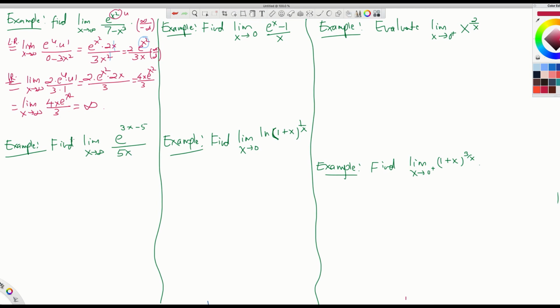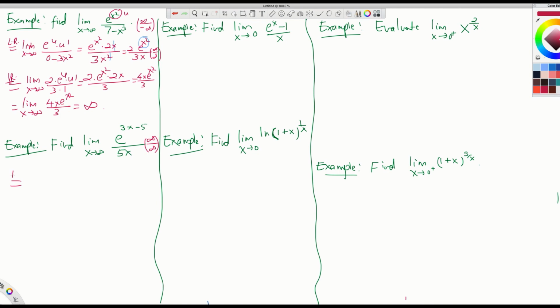So let us do another example. This has also x tends to infinity. You have e to the 3x minus 5 over 5x. If you plug in the limit, what do you get? You will get 3 times infinity is infinity, minus 5 is infinity. e to the infinity is infinity, over 5 times infinity is infinity, right? You are just plugging in x tends to infinity there. So you can use L'Hopital's rule. So how do I use L'Hopital's rule?